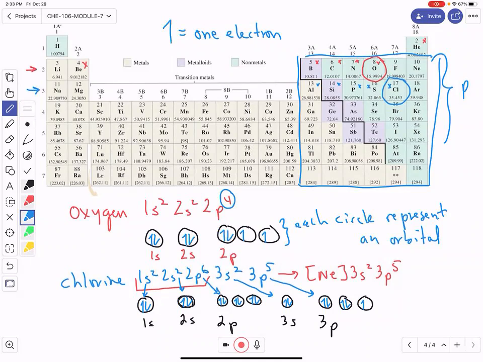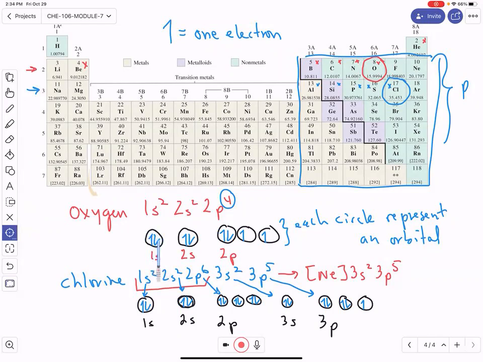So yes, each of those circles represents an orbital. At each energy level, I only have one s orbital. At each energy level from 2 and up, I have 3 separate p orbitals. And then at the third energy level, I start having access to d orbitals. And at the fourth energy level, I would have access to the f orbitals. But that's in general what we would do, and that's what these little circles represent.